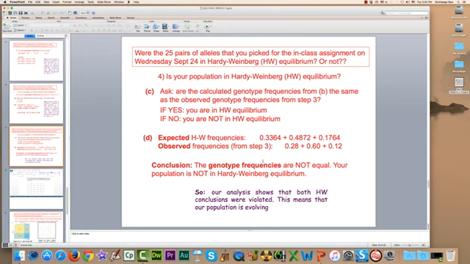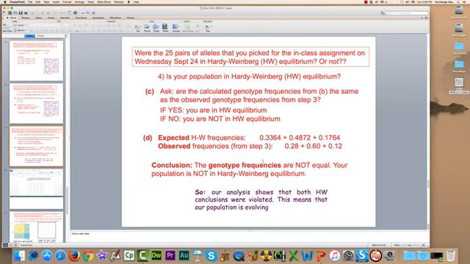So what have we learned? Our analysis shows that both Hardy-Weinberg conclusions were violated. The allele frequencies that we measured were not in Hardy-Weinberg equilibrium. The genotype frequencies that we measured were not in Hardy-Weinberg equilibrium. This means that our population is evolving. Why is it evolving? We don't know yet for sure, but we know it's got to be because one of the 5 factors, one of the 5 assumptions, was violated.